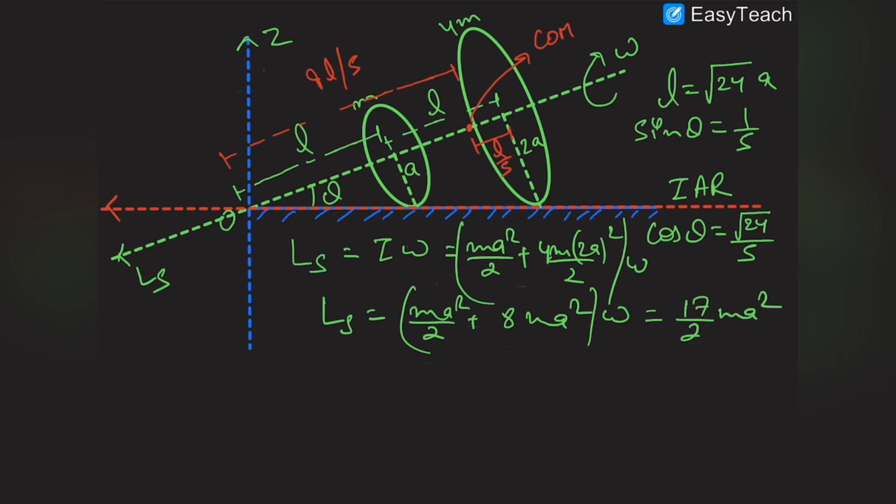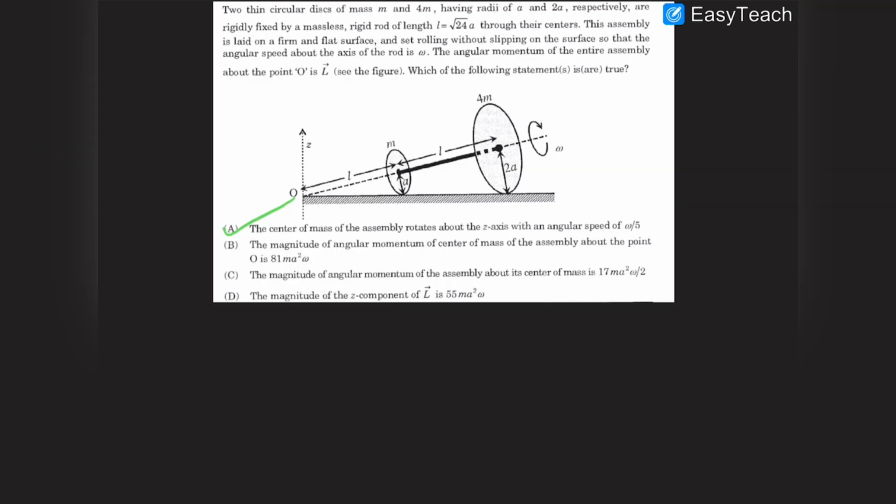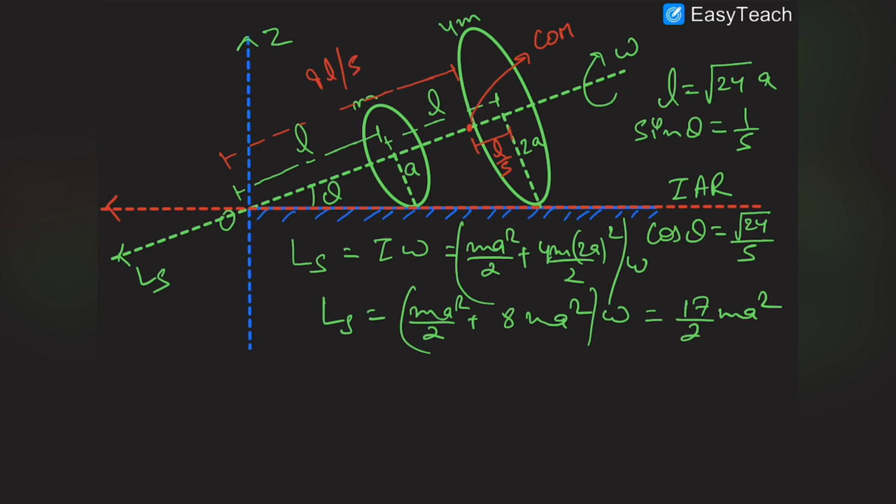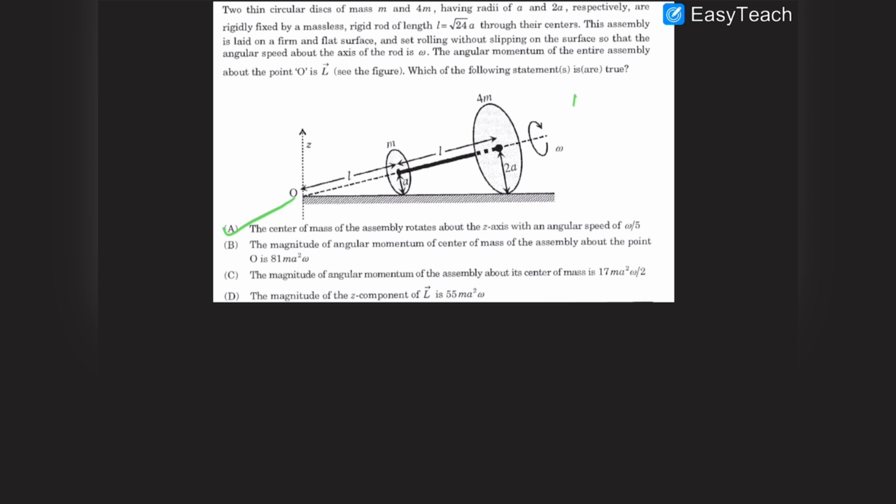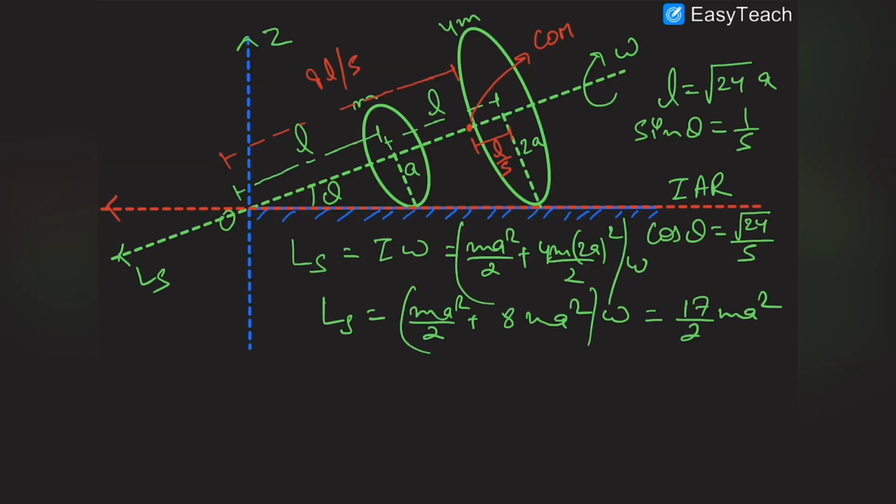But in this problem, the option C is given as the magnitude of angular momentum of the assembly about COM is 17 ma square omega by 2. But this is not the correct answer. JEE has given the answer as A or C. So they are giving the marks to those students also who have applied this C answer. But C is not correct, because this complete motion is out of the curriculum of JEE according to them.